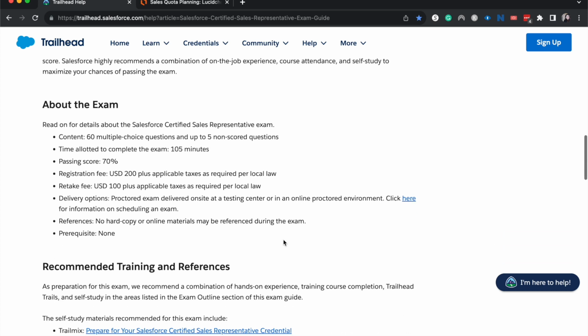Okay, and then about the exam, 60 to 65 multiple choice questions. Those 5 non-scored are going to be baked within. You have 105 minutes to complete it, which is about an hour and 45 minutes, passing score of 70%. And then in the United States, it is $200 plus taxes. Retake is $100 plus taxes. You can do this on site or at a testing center. Personally, there aren't really many testing centers near me, so I do it online at home. No hard copy reference materials or online reference materials, and no prerequisites.